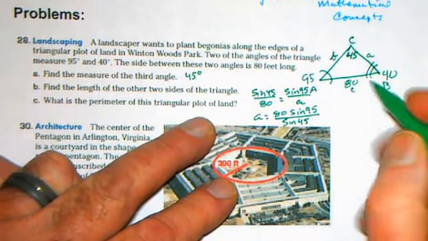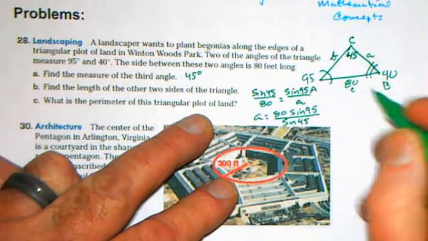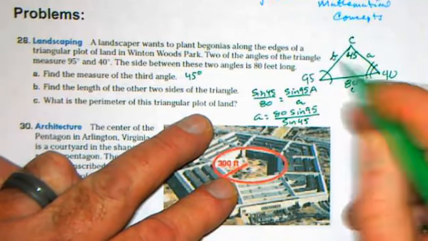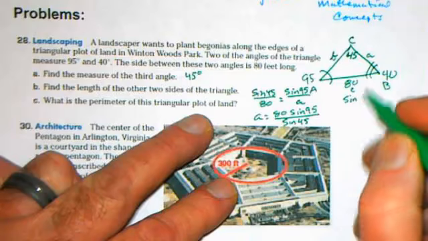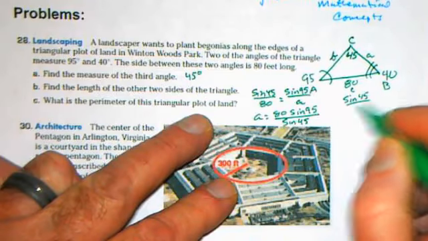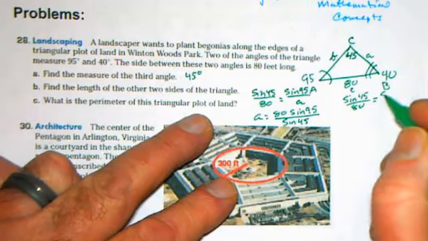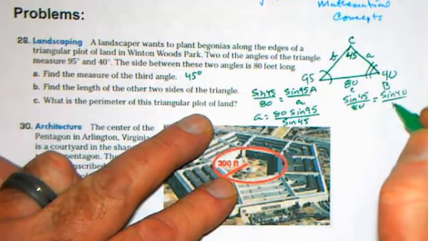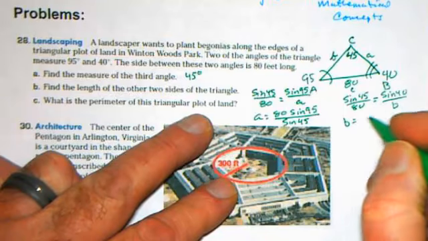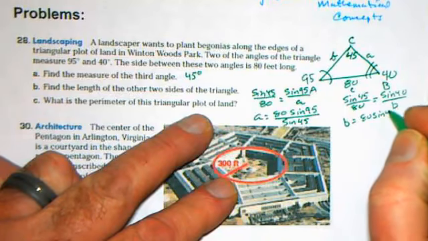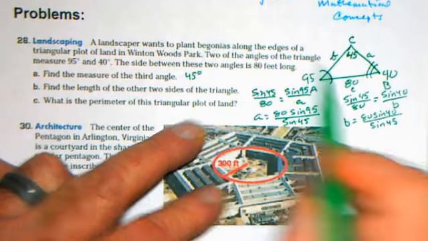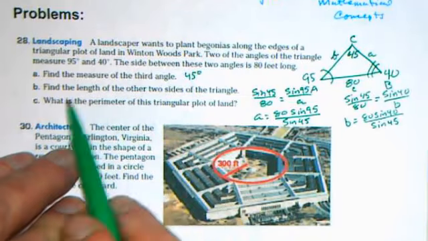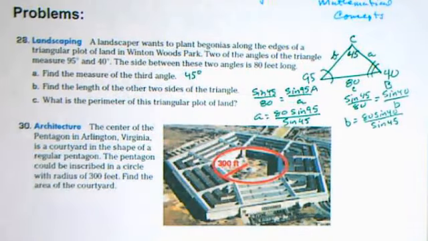Okay, set up the ratio for side B. So 40 and B go together, and 45 and 80 go together. So sine 45 over 80 is equal to sine of 40 over B. So B is going to be 80 times the sine of 40 divided by sine 45. Let's see, what does it say about rounding? It doesn't say anything about rounding, so I'm going to probably round to 1 decimal place.